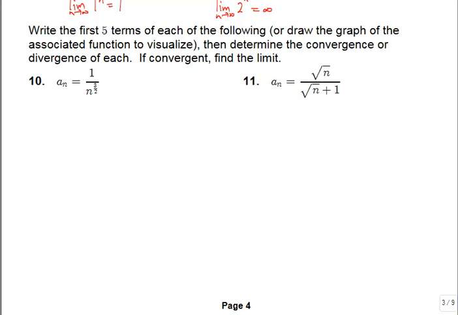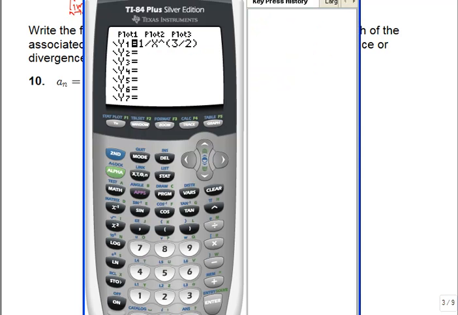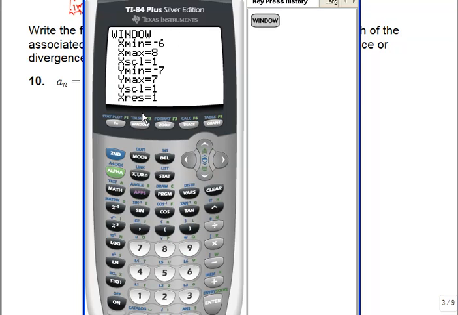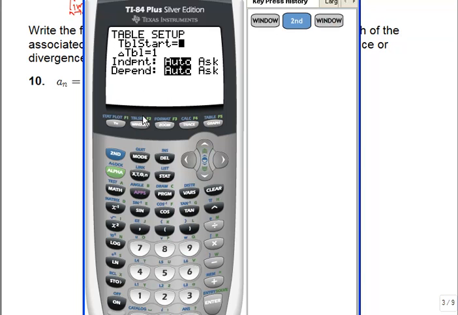So to find the first terms of these, what I often encourage students to do is to either use the table feature on your calculator, or you can even use lists on your calculator. Both options work. So all you would have to do is go to your y equals, if you're going to use the table command, and you would just type into y sub 1 the formula for your nth term. And we're using x's here instead of n. So this would be 1 over x to the 3 halves. And usually, since we want the first 5 terms, we're going to want to set our table to start at 1, and we want our change in table to go up by 1s.